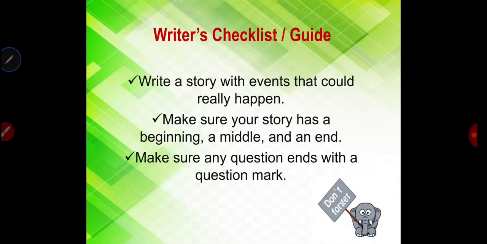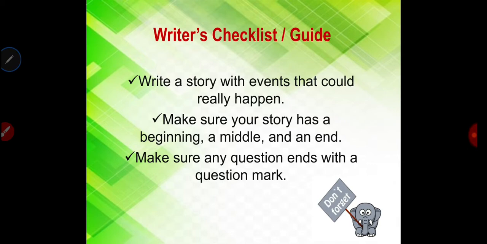Now, what is the writer's checklist or what are your guide in writing a realistic story? First, write a story with events that could really happen. Next is you have to make sure that your story has a beginning, middle, and an end. And the last one is make sure any question ends with a question mark. So don't forget these checklists or guides in writing a realistic story.